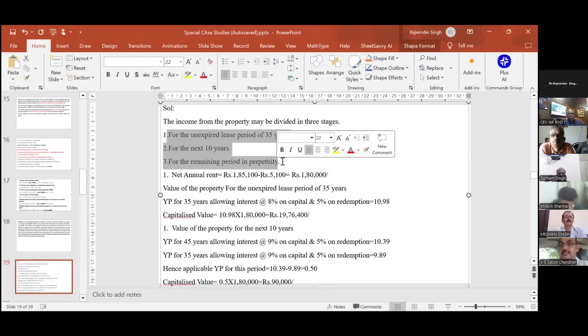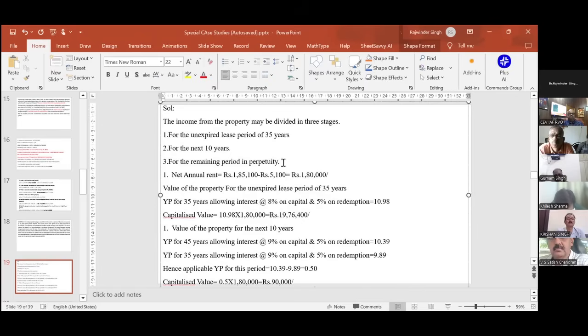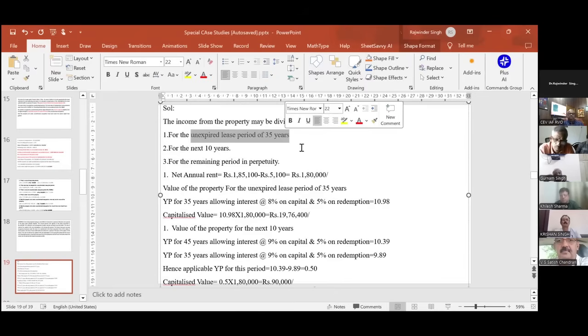So once this thing is clear to you, you can calculate. Rent is given to you, percentages are given to you. You can just apply the formula and get the value. Once this thing is clear to you, for YP, which YP will you be using for this period? Dual rate. YP dual rate will be used.